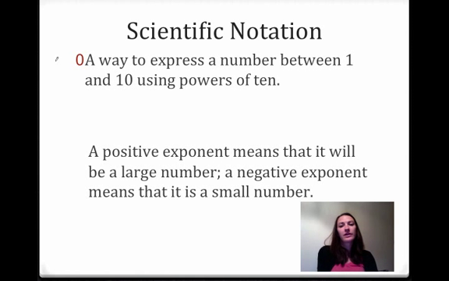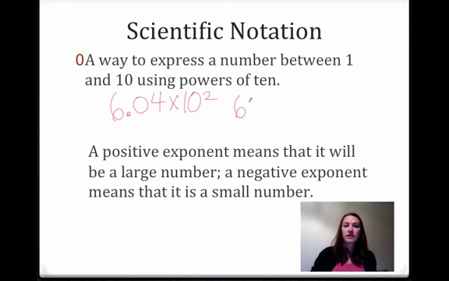Okay, so basically what scientific notation is, it's a way to express a number. Any number, really big numbers, really small numbers, just a way to express them easier. So we express them between the number 1 and the number 10, and we use powers of 10 to help us. Okay, so an example of something that is scientific notation would be 6.04 times 10 to the 2. Okay, and what that stands for is 604. Okay, this is your scientific notation, and this is your standard notation.